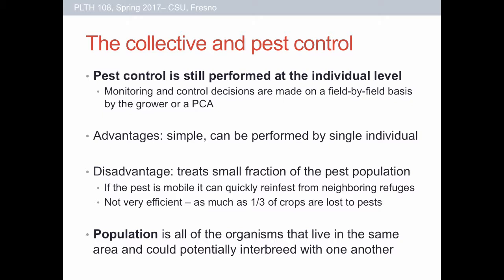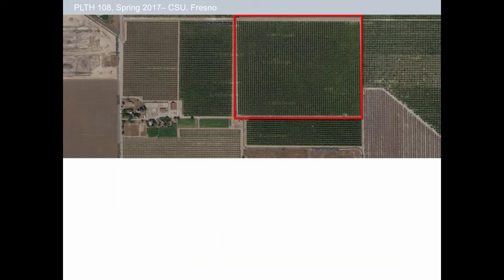So just to refresh, populations are basically all of the organisms of the same species living in the same area that could possibly interbreed with one another. So a population is defined by, 1, all the organisms being the same species, and 2, the fact that they can interbreed with one another. Depending on the species, populations can occur over very different scales.